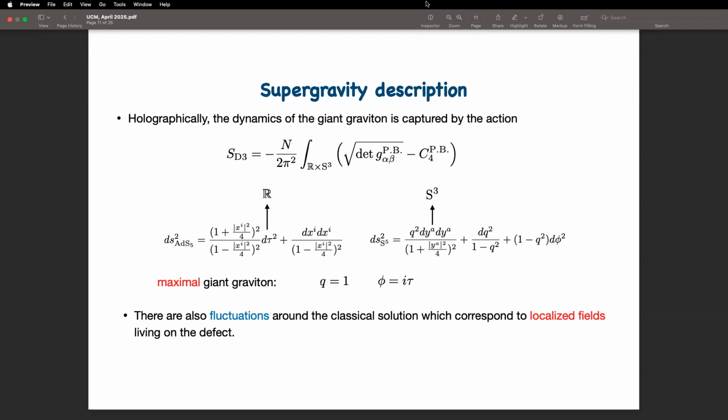For non-maximal giant gravitons, Q doesn't need to be 1. Can I have a question? Yes. Is there a way you can turn this into black holes by increasing the N or something like that? So this is not heavy enough, so it doesn't backreact on the geometry. If I put many of those together, like I increase the N in front of the D3-brane action... Sorry, this N is the gauge group. Yeah, but still, I could put K D3-branes.